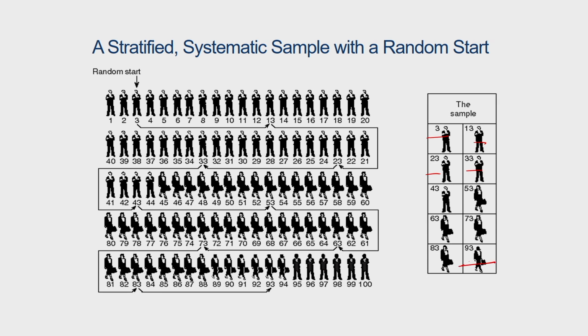So, we have a random start. One way to do it is to just close your eyes and put a finger somewhere. If you are choosing the 4th person, then you can go to the 14th. If you are choosing the 5th person, then you can go to the 15th for the next sample, and so on, 15th, and then 25th and so on. So, you have a random start, you stratify the population, but then carry out systematic random sampling.